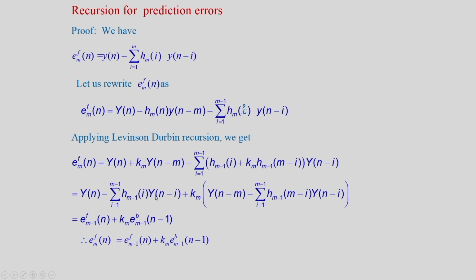Now this part is the forward prediction error of order m minus 1. So this expression will be e_{m-1}^f(n) plus K_m times, now this term is y(n minus m), that is the true value, and this is the backward predicted value. So that way this is the backward prediction error at n minus 1. So that way this will be K_m times e_{m-1}^b(n minus 1), because this is m minus 1th order prediction and prediction starts at y(n minus 1). So that way this is backward prediction at time n minus 1. So that way we have arrived at the relationship that e_m^f(n) is equal to e_{m-1}^f(n) plus K_m times e_{m-1}^b(n minus 1).